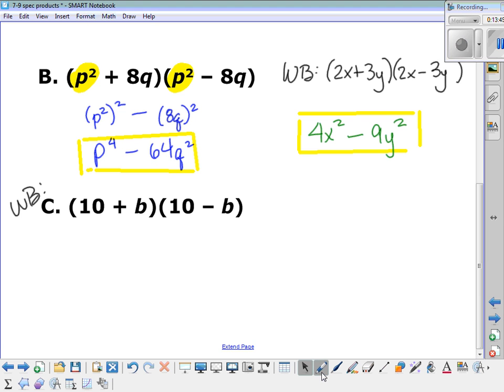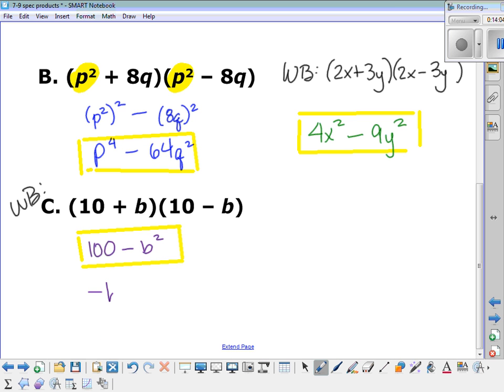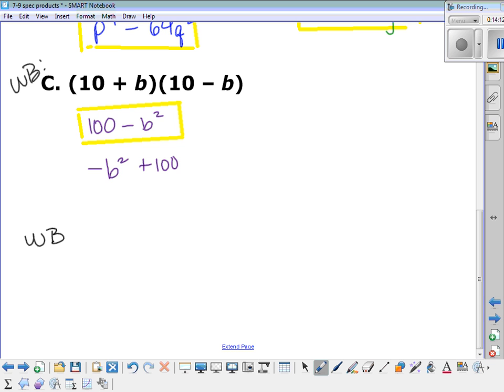All right, so what's 10 times 10? 100. And what's b times b? B squared. So you can write it that way for these problems. I did have somebody put it in standard form, and that's great too. You could also write it negative b squared plus 100. That's okay as well. All right, here's another one for your whiteboards. Just make sure you didn't forget what we did on the last page.